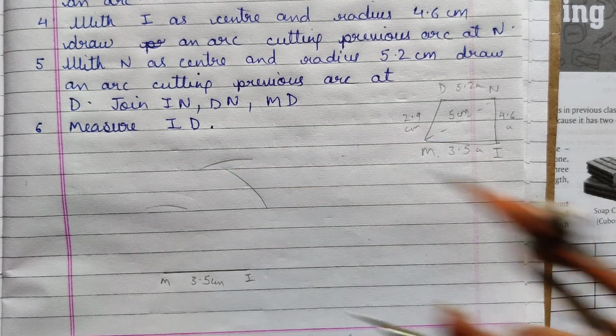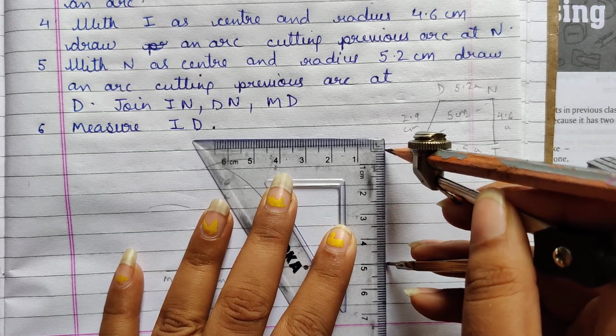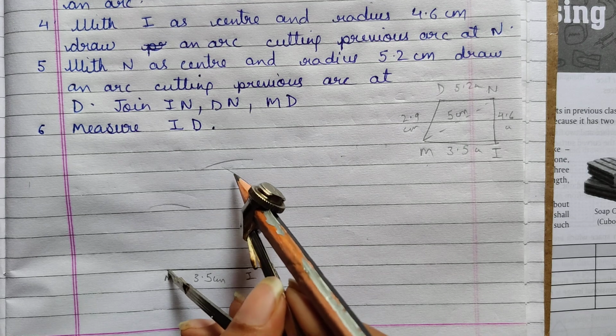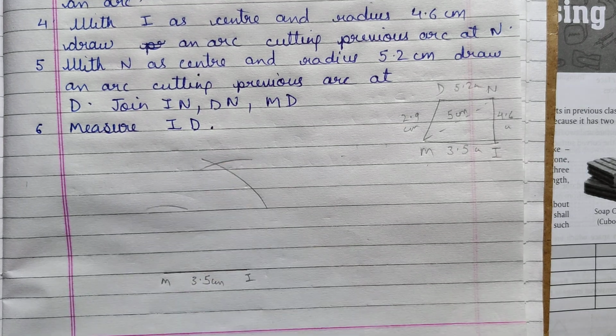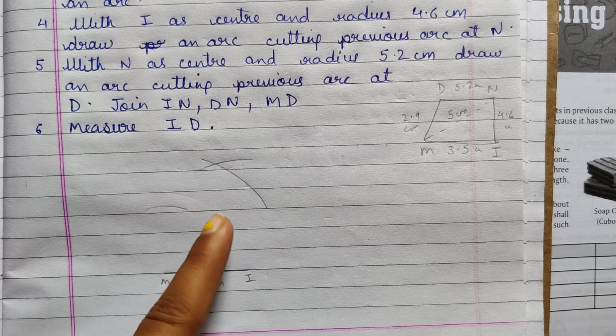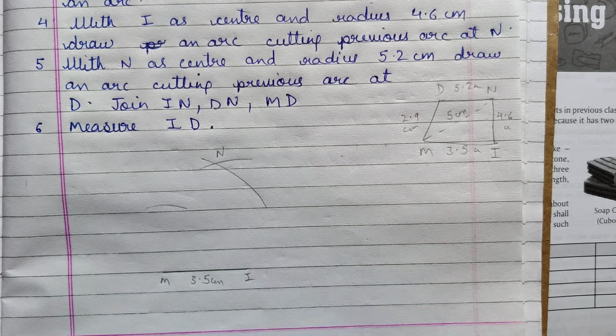So again, on the compass I will take a radius of 5 centimeter, and extend it a bit. Now it is cutting it nicely. So as both the arcs are cutting each other at this point, we'll name this point as N.